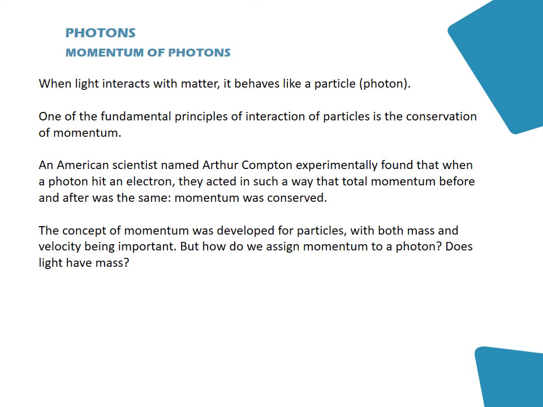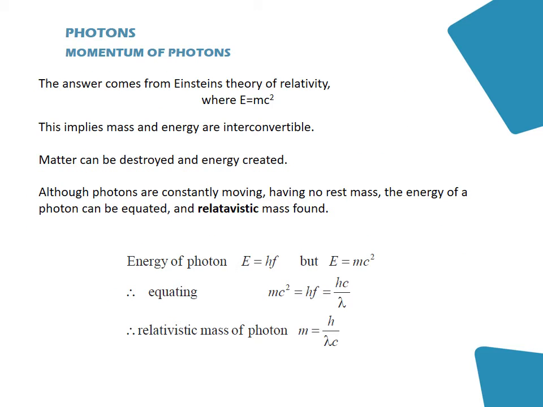Now, the concept of momentum was developed for particles with both mass and velocity being really important. We have our formula, p is equal to mv, so both mass and velocity are pivotal. So how do we assign momentum to a photon? And really, does light have a mass? That's a really interesting question. Again, I'm just reiterating that this part of our course is not accessible, but it is really nice background information to have. So the answer to our question of does light have mass comes from Einstein's theory of relativity.